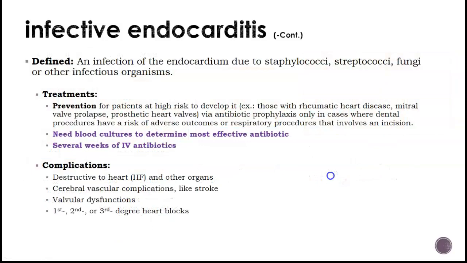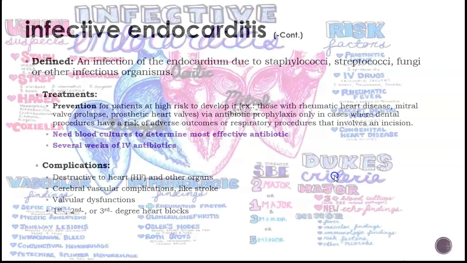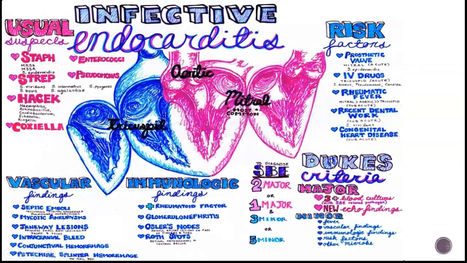Treatment, you need to have blood cultures to determine the best antibiotic or treatment. Here's the big thing about infective endocarditis: several weeks of IV antibiotics. This is just a nice little overview. You don't need to know the Duke's criteria.